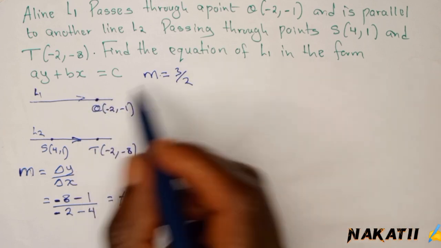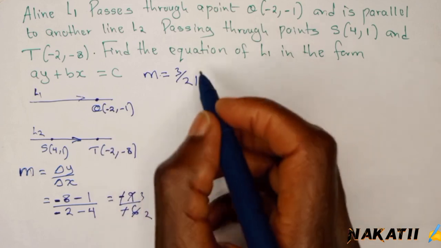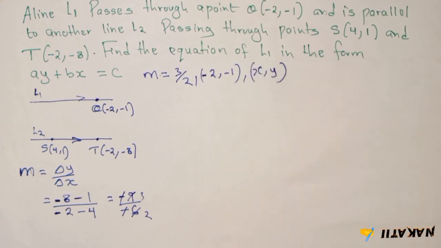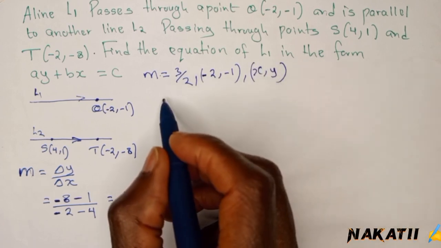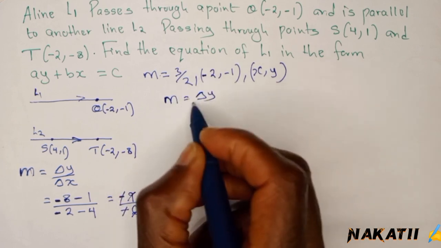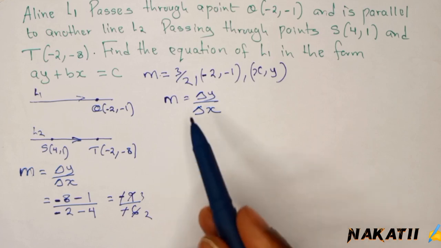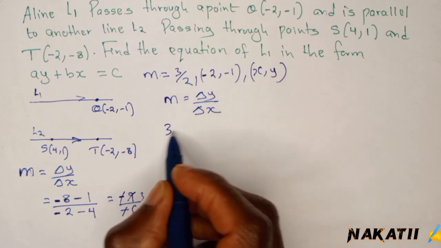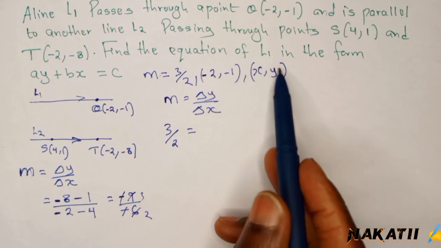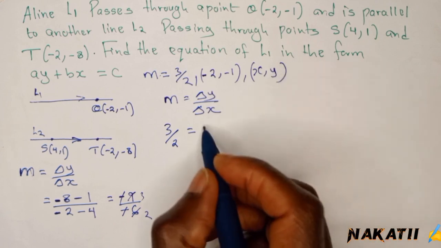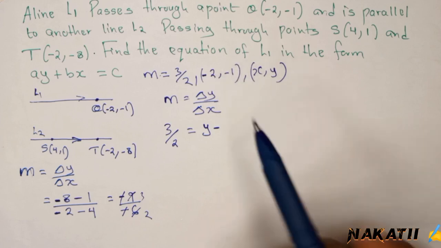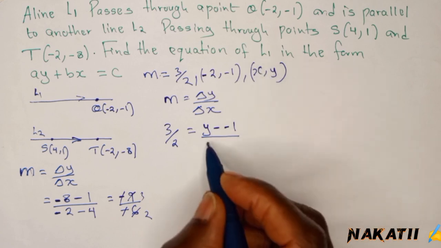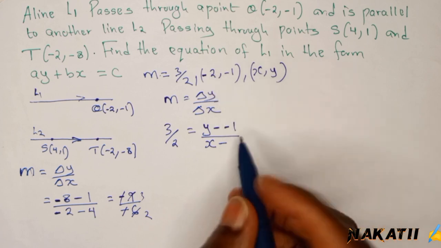So if you know the gradient of this one, which is 3/2, and it is passing through this point, which is (-2, -1), then we just pick an arbitrary point (x, y), or simply a general point. Then we say gradient is change in y over change in x. Therefore, we substitute these values in this formula. So m, which is 3/2, is equal to change in y. You start with this arbitrary point, pick this y, minus the y coordinate this side, which is -1, divided by the x coordinate here, which is just x, minus the x coordinate this side, which is -2.